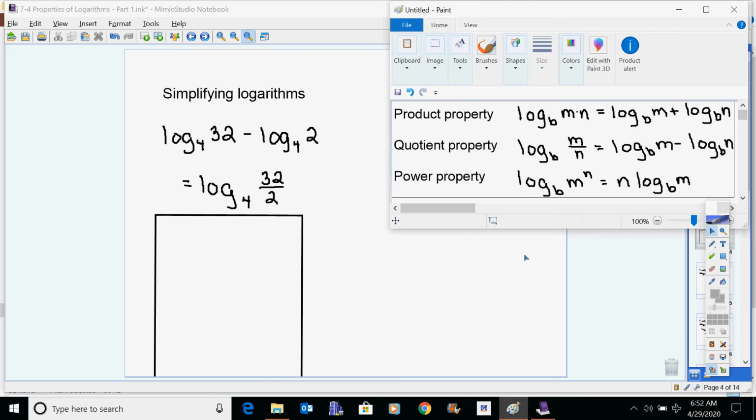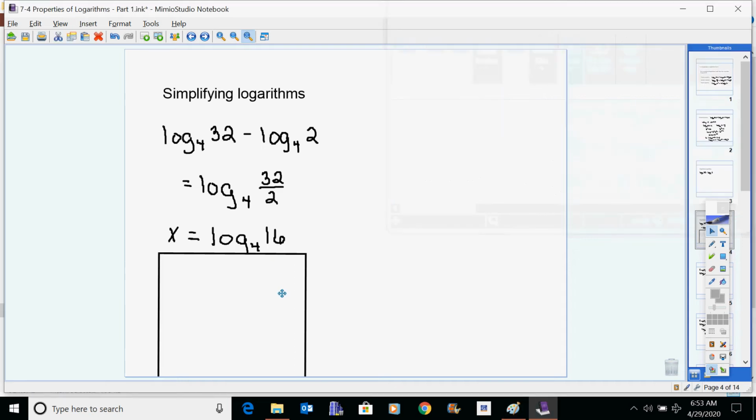Okay, once again, here's our property. Log base 4 of 32 over 4. The subtraction looks like a division when we think about it in logarithms, which, if you think about it, is kind of like the exponents when you have exponential expressions. So you've got that going for you. 32 divided by 2 is 16, as you know. So 4 to what power equals 16?